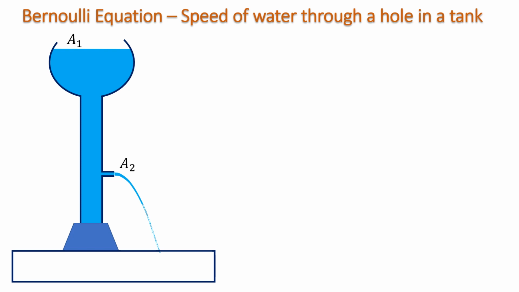In this video, let us calculate the speed of water that comes out of a hole in the water tank shown. We will assume that the hole has a cross-section area of A2 and the area of water at the tank surface is A1.